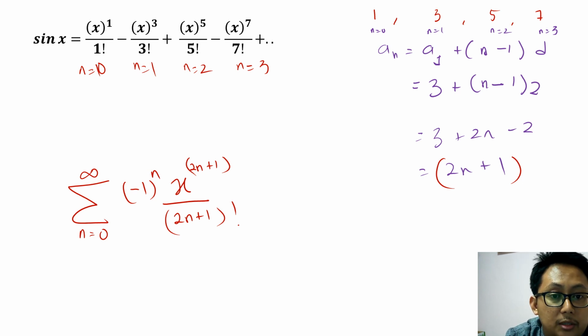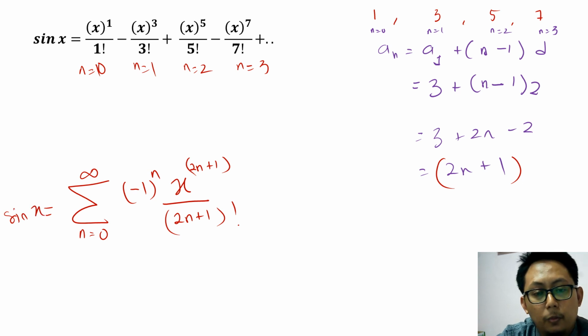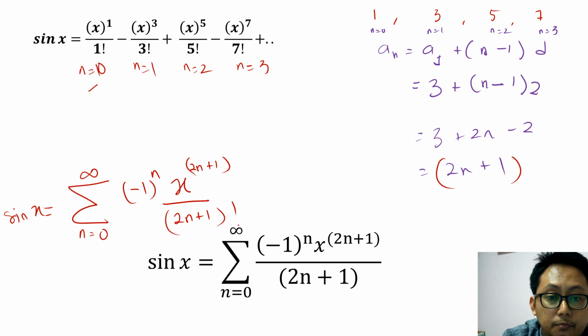So here this equation is the Maclaurin series for the function f(x) equal to sine x. To make sure, you can try putting the value n equal to 0. N equal to 0, we have x power of 1, and 0 factorial, 1 factorial, so same with this equation. Again, I forgot to put the factorial here.